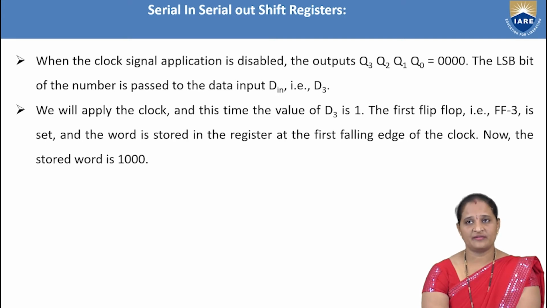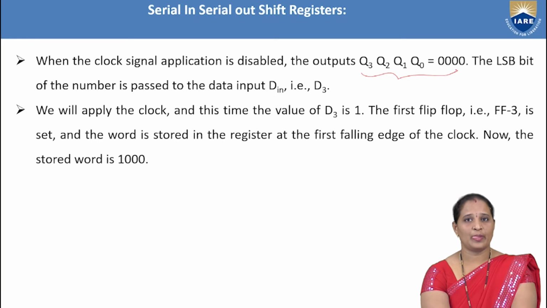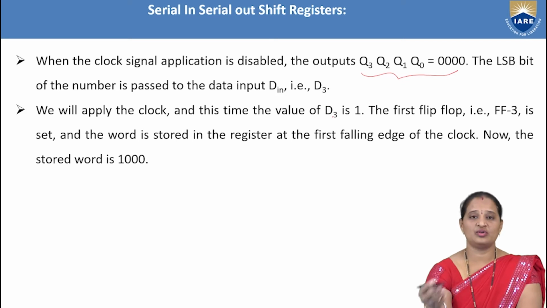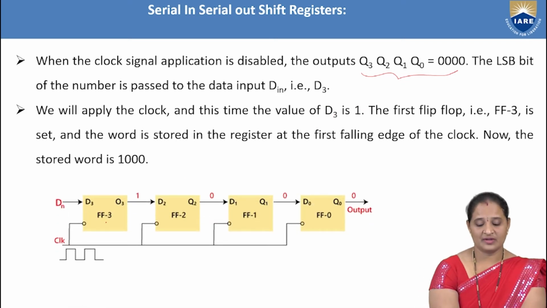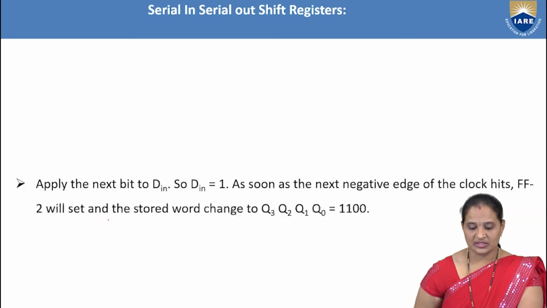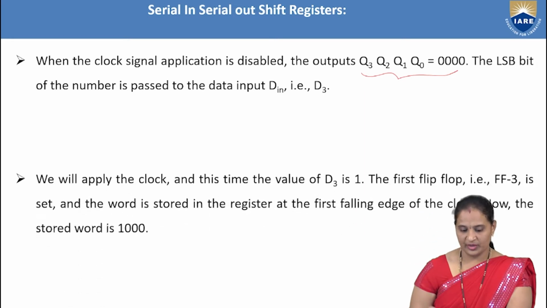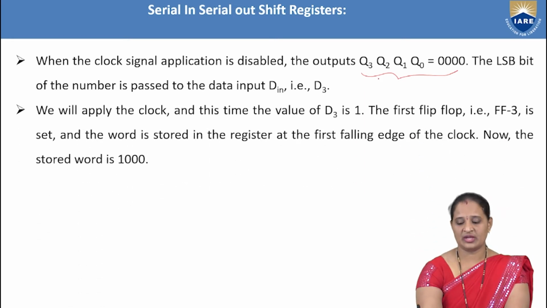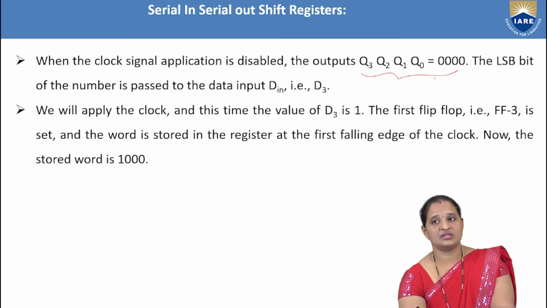I'm clearing all the flip-flops so that the state of the register is 0, 0, 0. When we apply the clock, at this time, I want to store a data 1 into the first register. During the first clock pulse, we have just cleared the flip-flops so that the output Q3, Q2, Q1, Q0 is equal to all zeros.